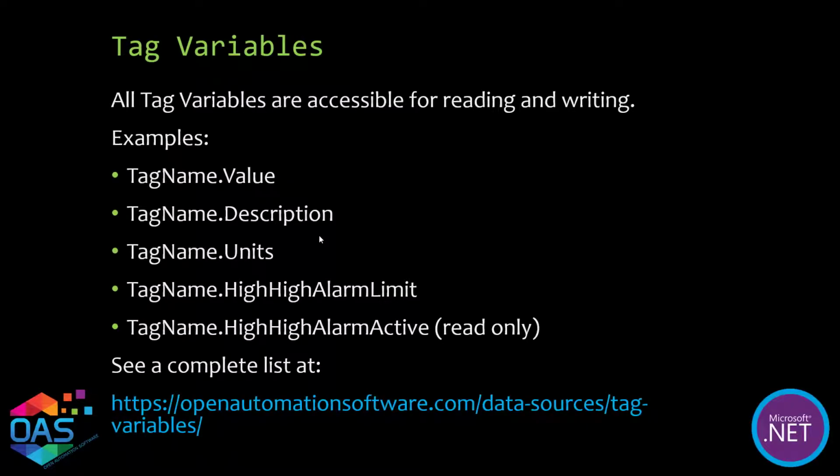We can read and write to more than just the value property of a tag. Value would be the most common, but we could also read or write to the description, units, maybe the high alarm limit, or check to see if the alarm is active or not. To see a complete list of all tag variables that you can access using the data component, visit the website at openautomationsoftware.com.